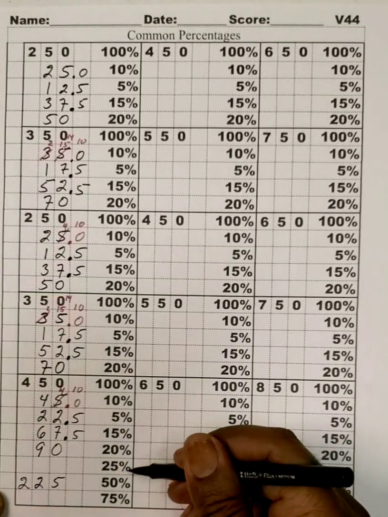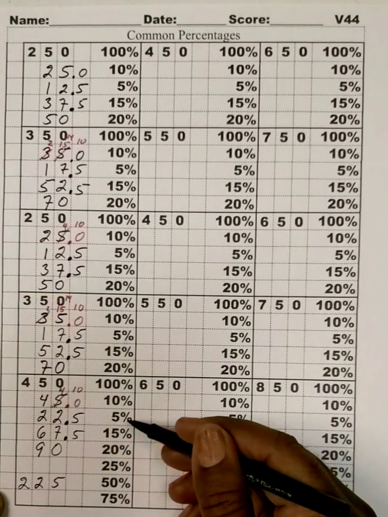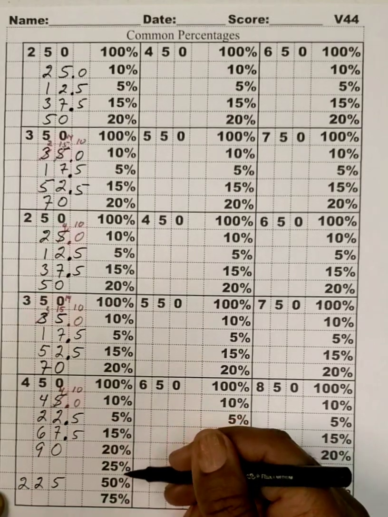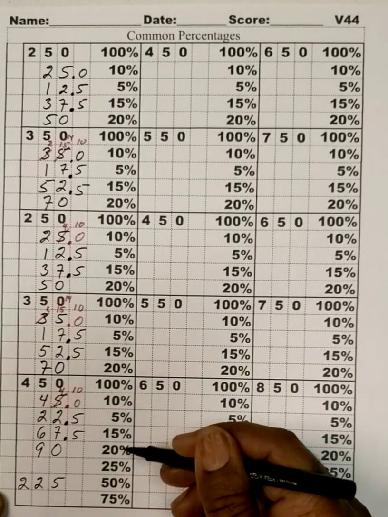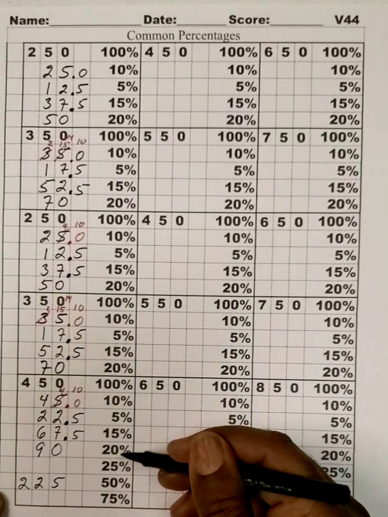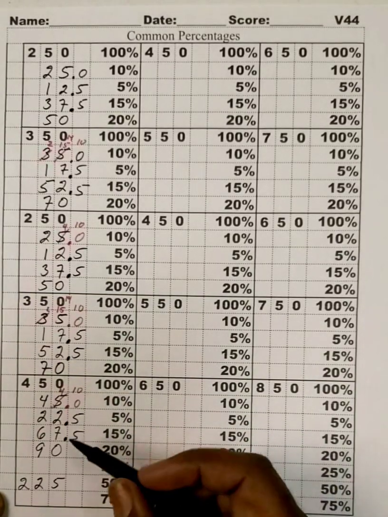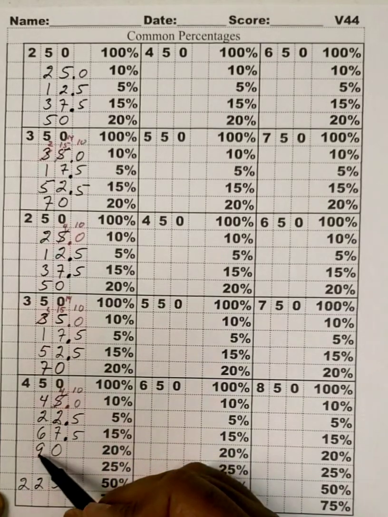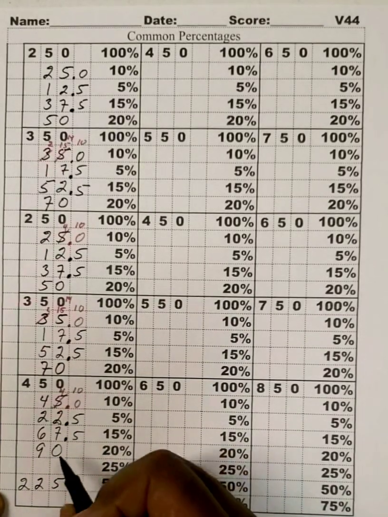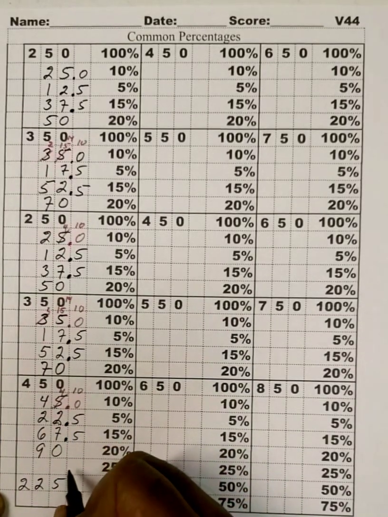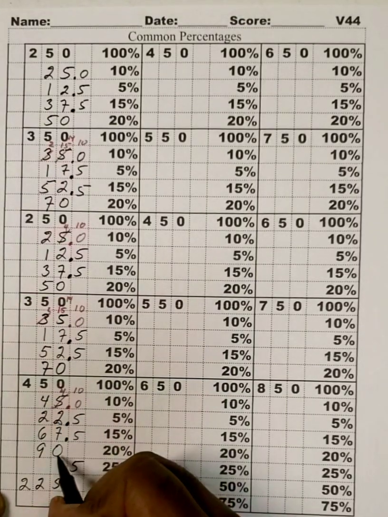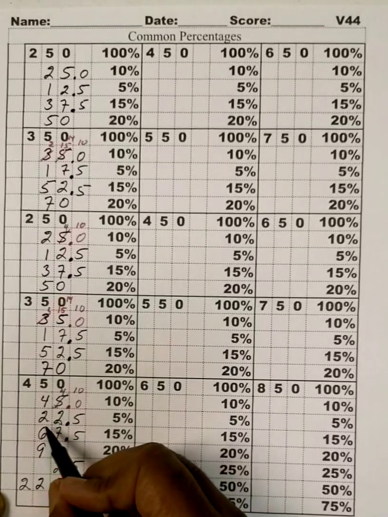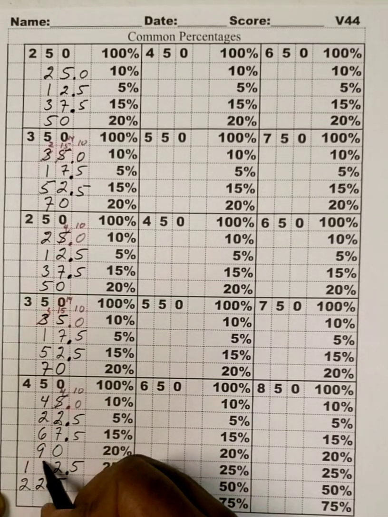To get 25%, we're going to combine the 5% together with the 20%. Yeah, we'll combine those two, the 5% and the 20%. That means we have to combine the 22.5 to the 90. 22.5 combined with 90 will give us 0.5 here. The 2 and the 0 will give us 2. And the 2 and the 9 will give us 11.